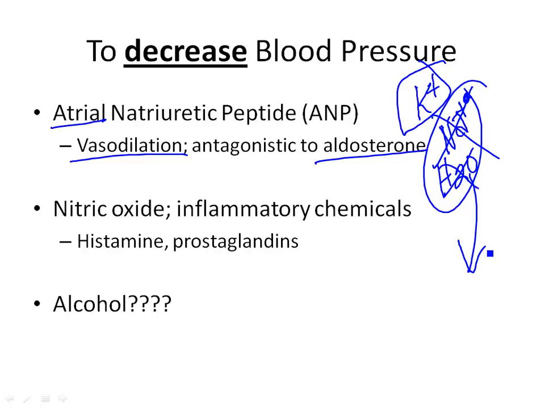vasodilation as well. So we have inflammatory chemicals such as histamine and prostaglandins that are going to vasodilate even further, cause some leaking of fluid out into body tissues. When you vasodilate, the cells in the walls of the vessel are going to be pushed further apart, so more fluids are going to leak out of the vessels and into the extracellular spaces, out into your body tissues. So you're decreasing the fluid in that vessel, decreasing pressure.